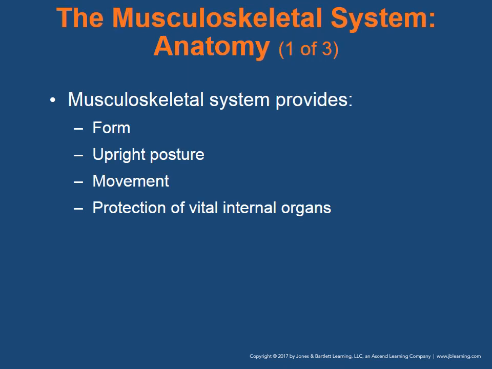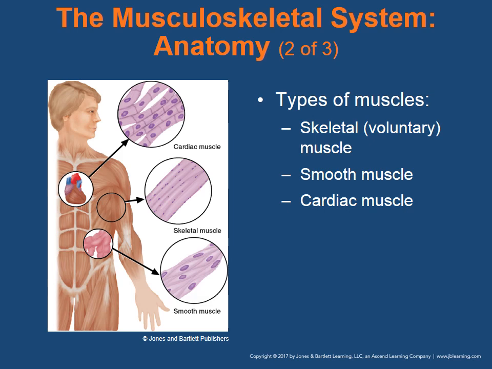So the musculoskeletal system anatomy. The musculoskeletal system provides form, upright posture, movement, and protection of vital internal organs. And then we have 3 types of muscles. We have the skeletal or voluntary muscles. Think about anything you can move, right? Your arm, I'm going to flex it up, move it down, abduct it up, adduct it down back to my side. That would be a voluntary muscle. Smooth muscles would be things like in our digestive tract that we're not able to control, right? Those would be those smooth muscles.